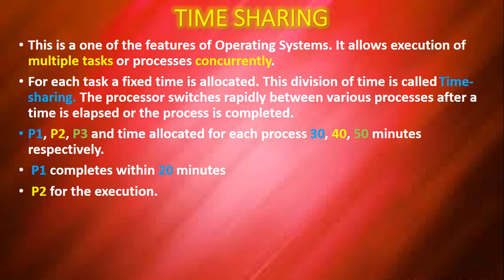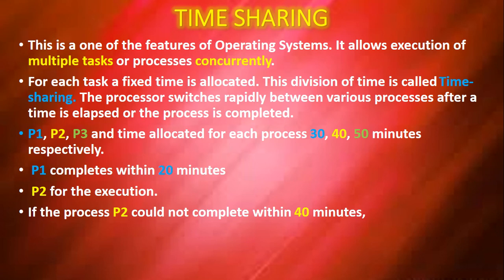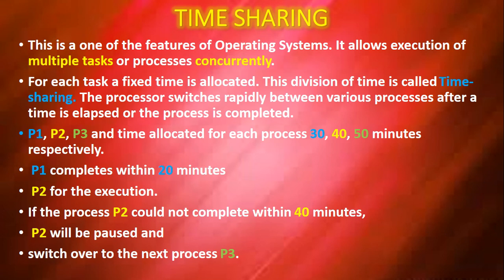P2 was allocated 40 minutes, but within 40 minutes P2 could not complete its execution. In such a case, what happens is that it puts P2 in wait mode. It pauses P2 and switches to the next job, P3. So immediately it switches over to the next process, P3. A particular job executes in its allocated time. As soon as that time lapses, it pauses that particular process and switches to the next process. After all the others are complete, it comes back to P2 and executes that job.